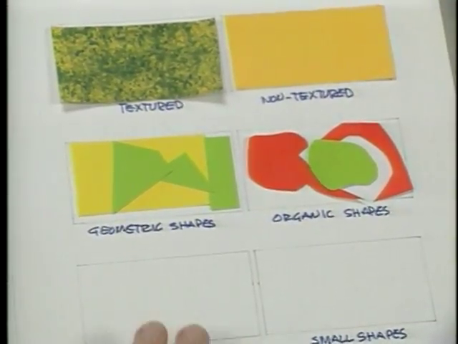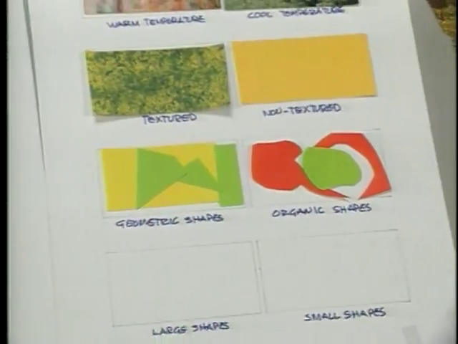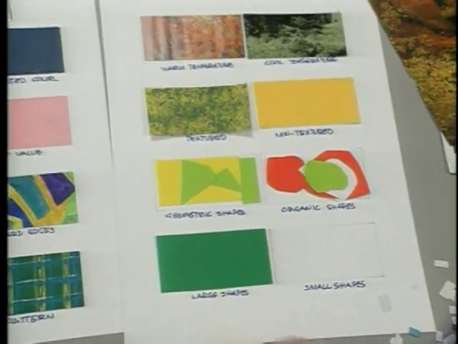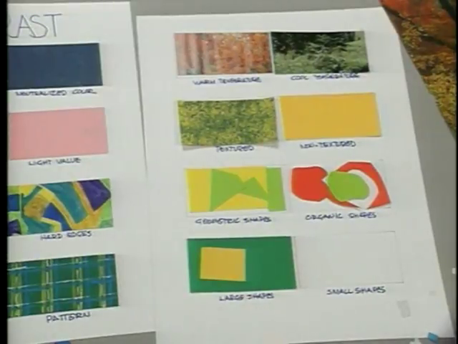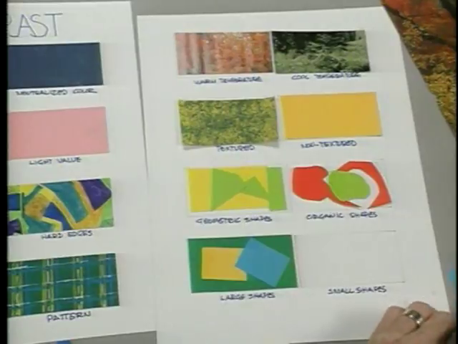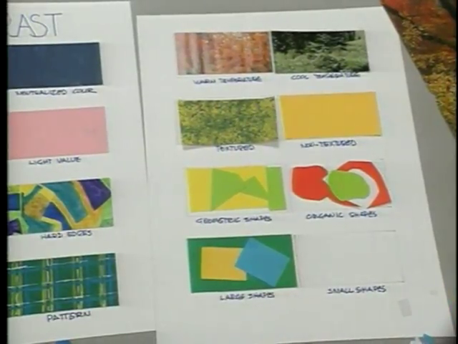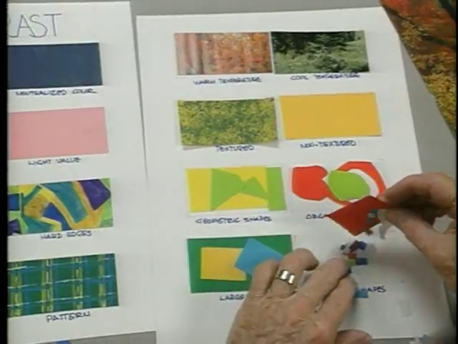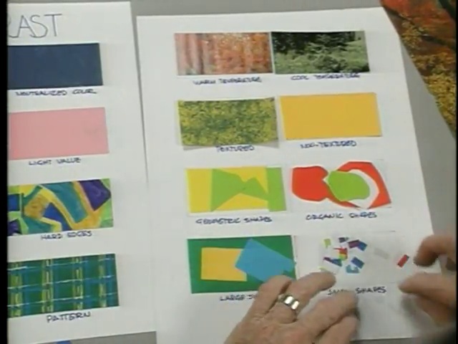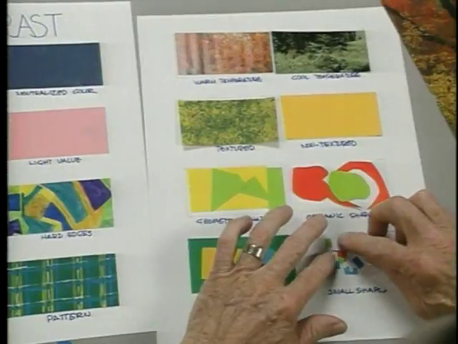And then we can contrast large and small. We can put some large shapes in here. And see, we can put big shapes on one side to show large shapes, and then we can put confetti-like pieces on the other side. This makes a big mess, but it also emphasizes the difference between large shapes and small shapes.